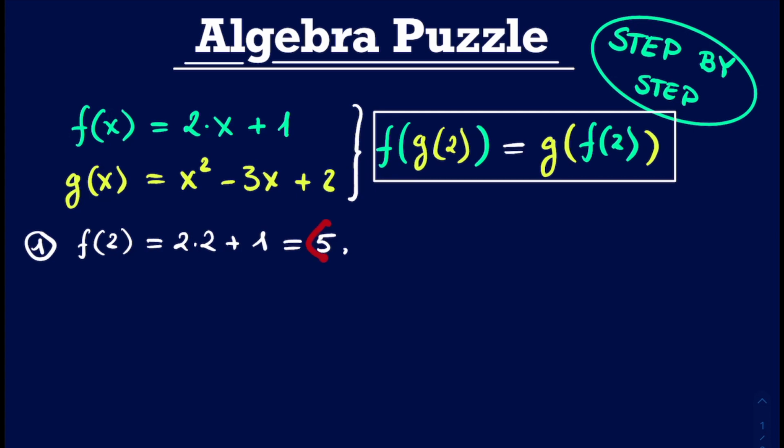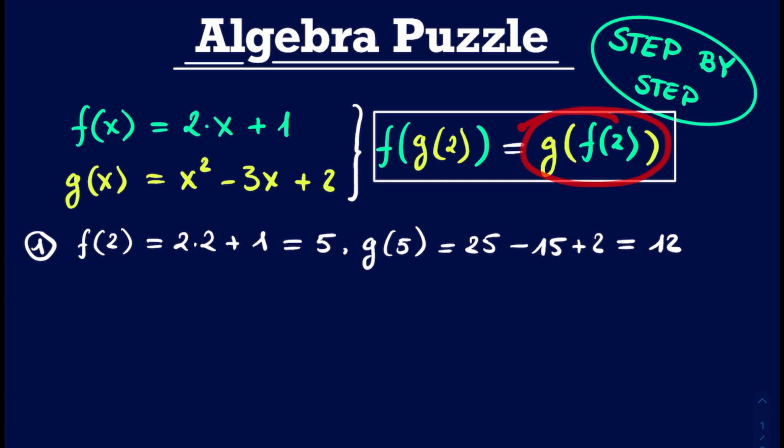Now we can take this 5 and use it as an input for our function g, meaning that in this case x is equal to 5. What we get is g of 5 is equal to x squared, so it's 5 squared, so it's 25, minus 3 times x, so minus 3 times 5, which is minus 15, plus 2. And if we do this, we simply get 12. Therefore, the right hand side of this equality sign is simply the number 12.